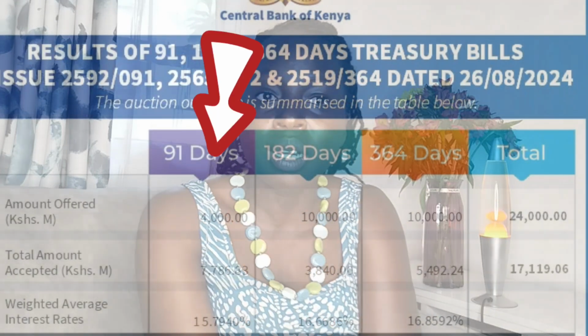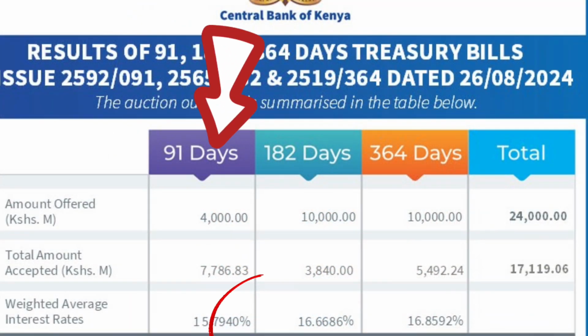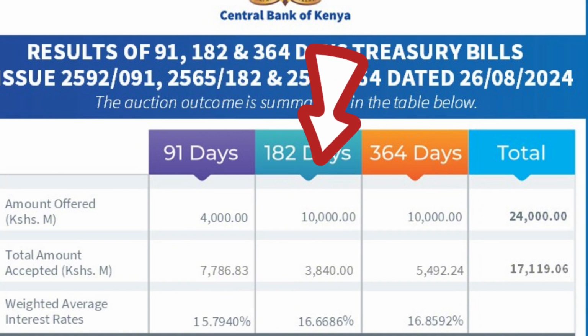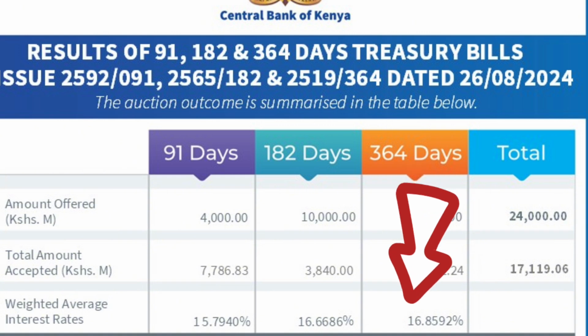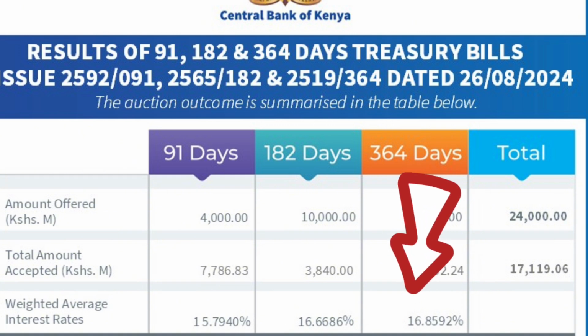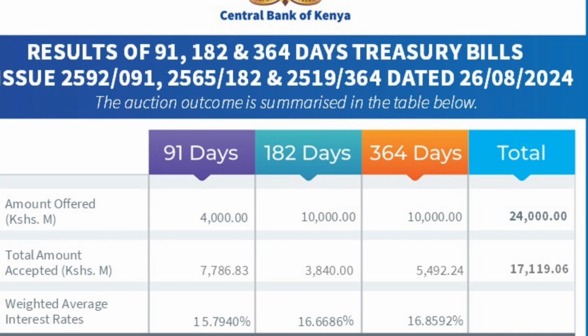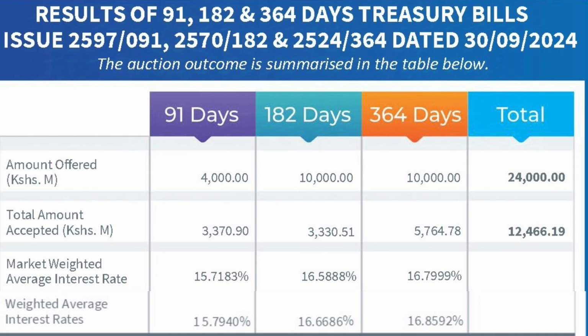So in the month of August, the 91-day treasury bill was auctioned at 15.794%. The 6-month treasury bill was auctioned at 16.6686%. And the same week, the 365-day treasury bill was auctioned at 16.8592%. The next month, September, the 91-day T-bill dropped from 15.79 to 15.7183%. We also witnessed a drop in the 6-month treasury bill and the 1-year treasury bill.